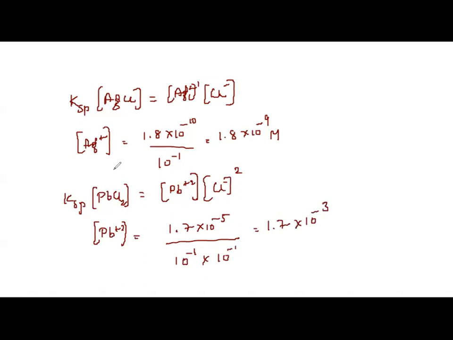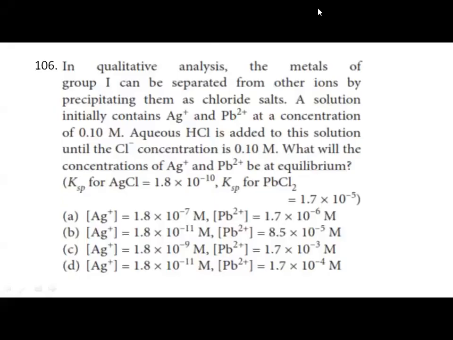Yes. So the Ag plus ion concentration is 1.8 into 10 raised to minus 9, and the Pb plus 2 ion concentration is 1.7 into 10 raised to minus 3. So which is the correct option? C is the correct option, right?